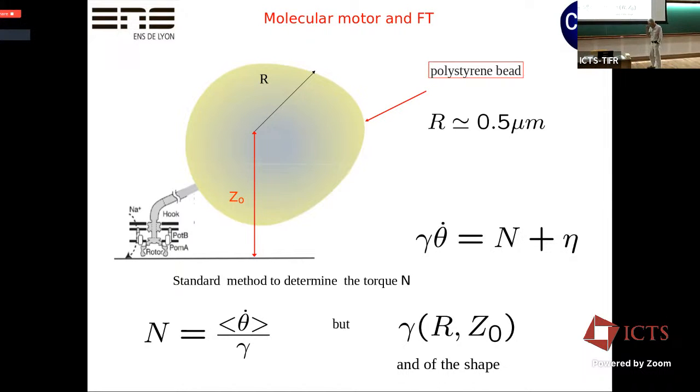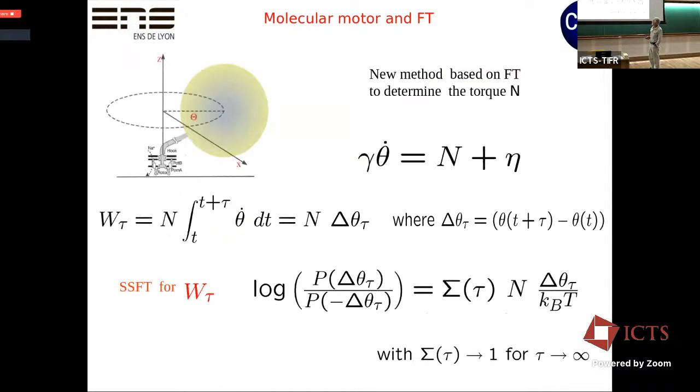So how can you manage? There is a very elegant method to skip all these problems, and this is the fluctuation theorem. Let us suppose that this is my unknown, and what I can certainly measure very precisely is theta dot, the speed at which the bead is moving. Of course, this is a fluctuating quantity, as I said, because of all the collisions with the molecules of the heat bath.